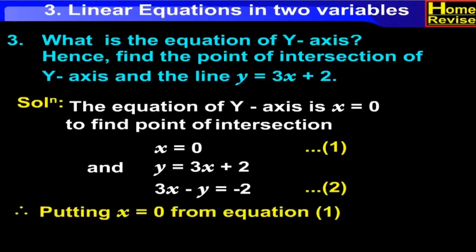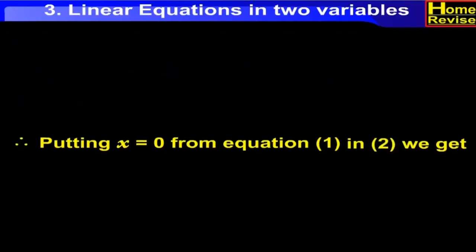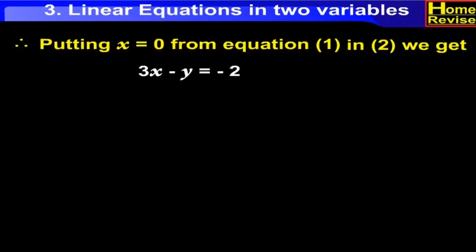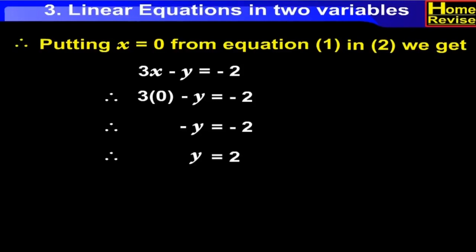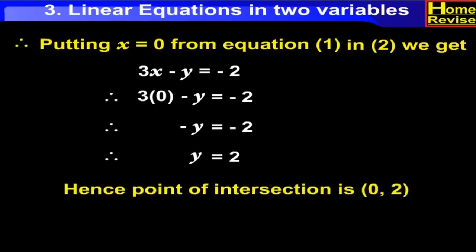Now, putting x is equal to 0 from equation 1 in equation 2, we get 3x minus y is equal to minus 2. Therefore, 3 into 0 minus y is equal to minus 2. Therefore, minus y is equal to minus 2. Therefore, y is equal to 2. Hence, the point of intersection is 0, 2.